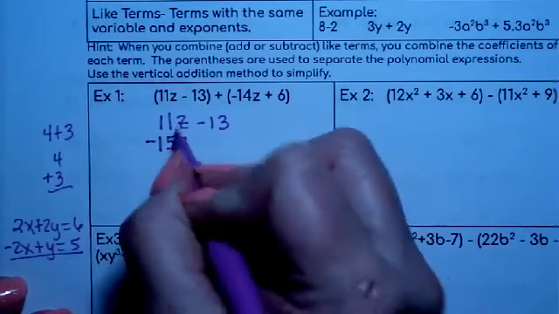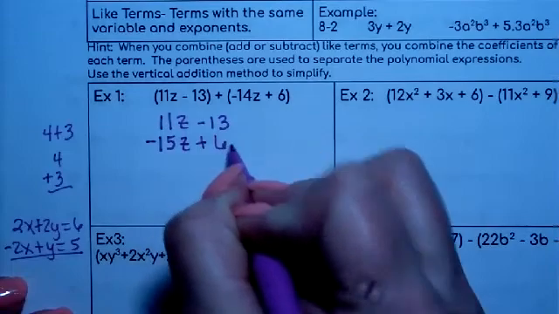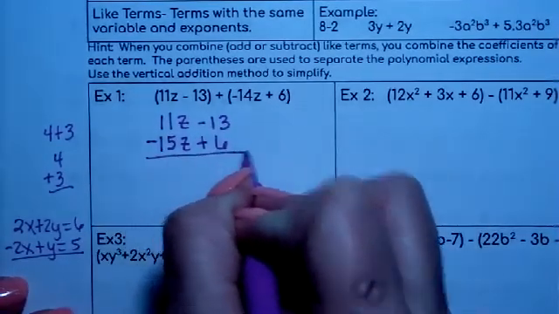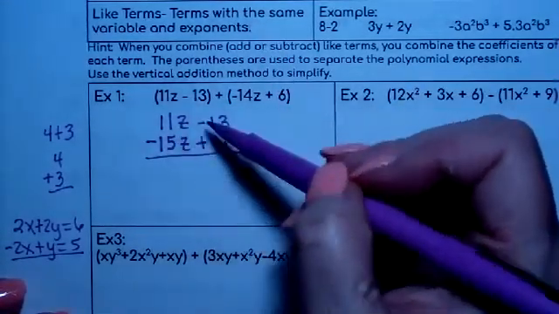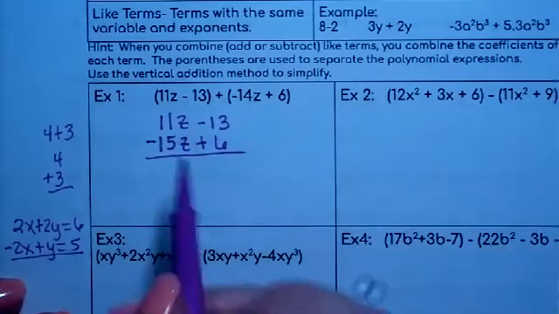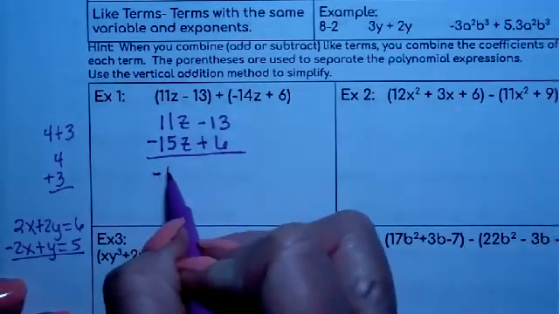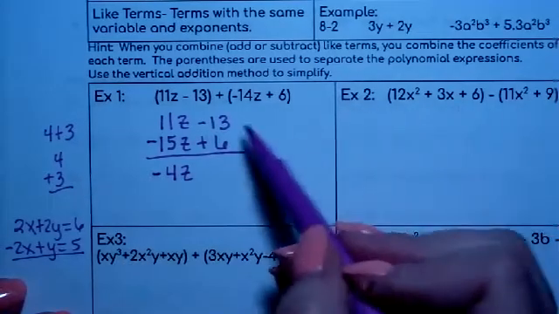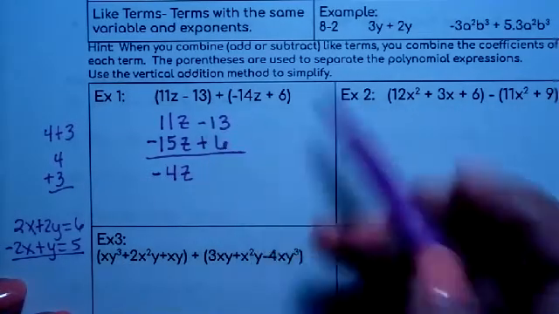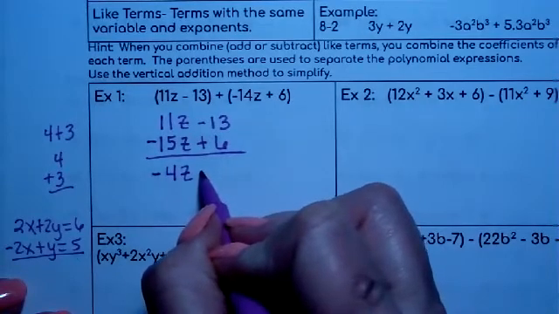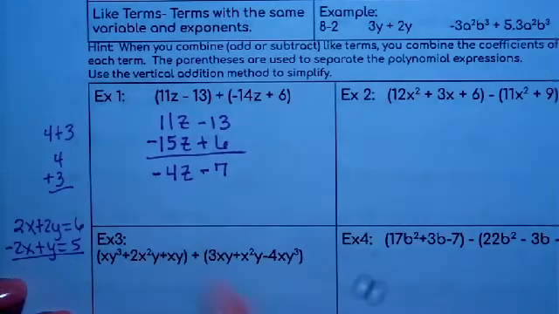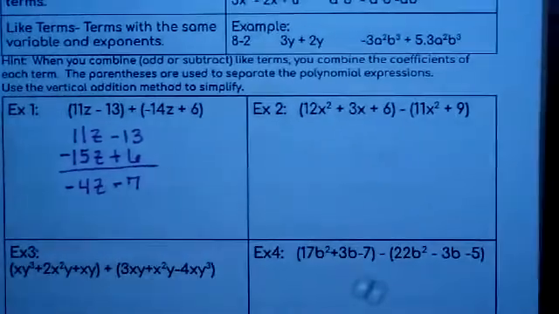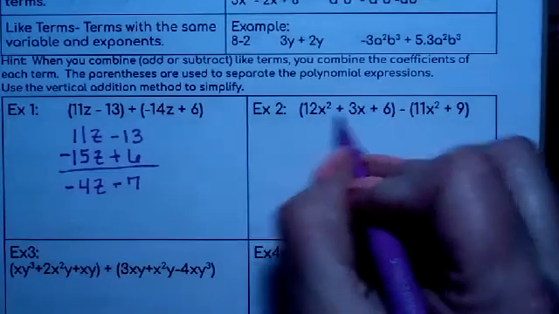Now notice I'm going to make sure that my like terms are lined up so I can do some vertical combining. Okay. Now, we're going to combine our like terms. So right here, I've got 11z minus 15z, which is negative 4z. Over here, I've got negative 13 plus 6, which is negative 7. So I put minus 7. Right there is my answer. Okay. Now, look at number 2, and let's combine these. Okay, so I'm going to write my first one.